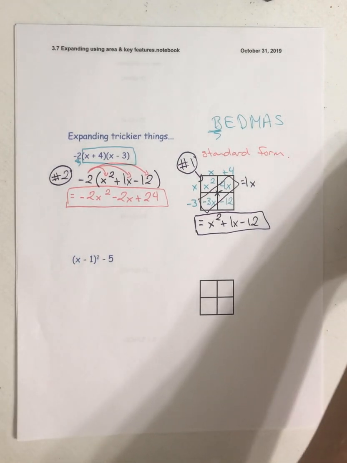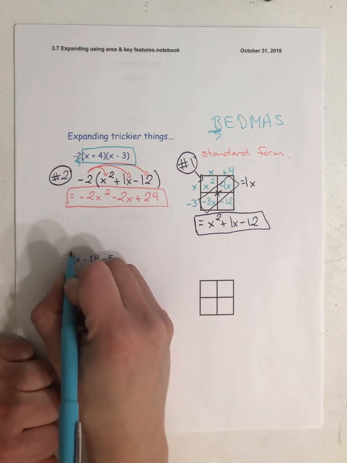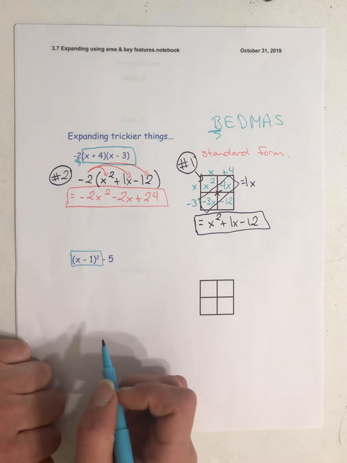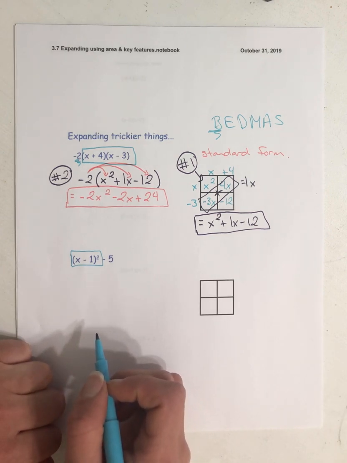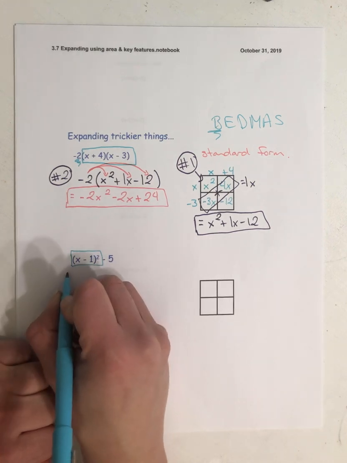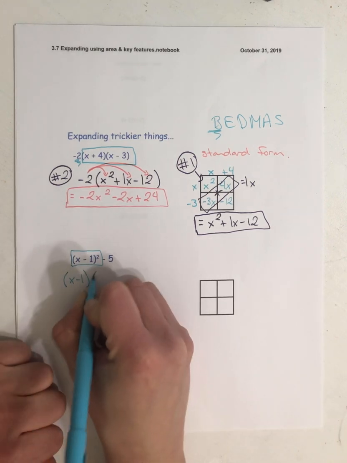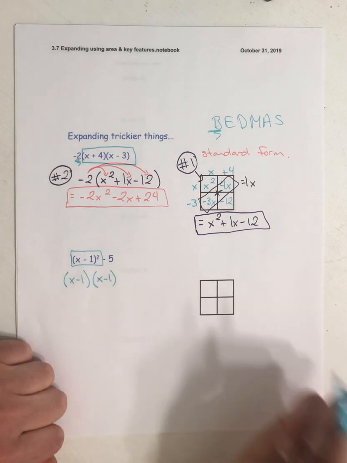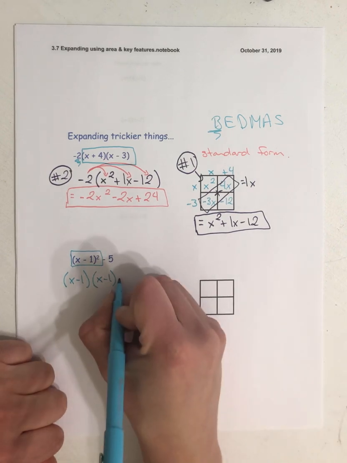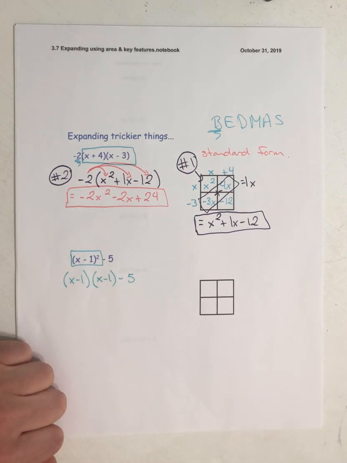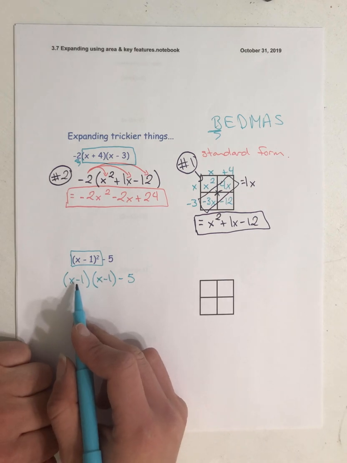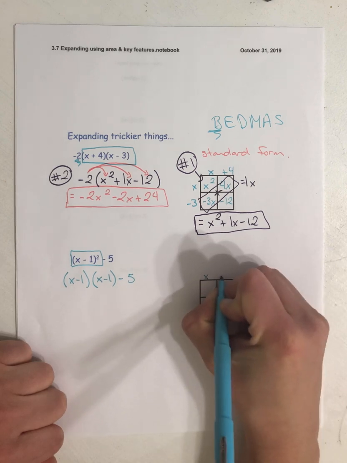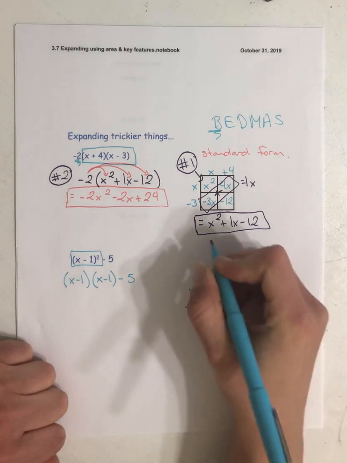So what this means here, okay, what this x minus 1 squared means is, squared just means it's multiplied by itself. So we have x minus 1 times x minus 1. So it just means that there's 2 of those. And then we have a minus 5. So what do we do? We take this and we put it over here. So we have x minus 1, x minus 1.